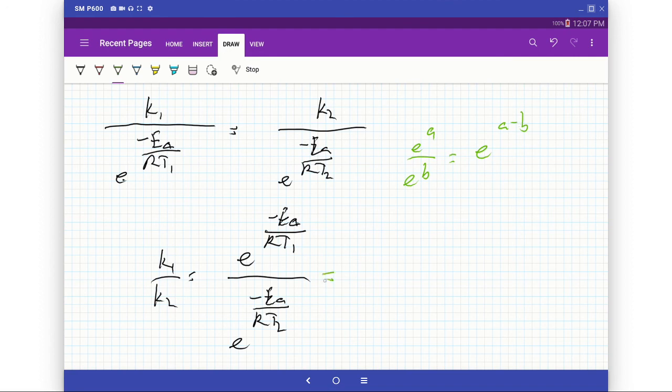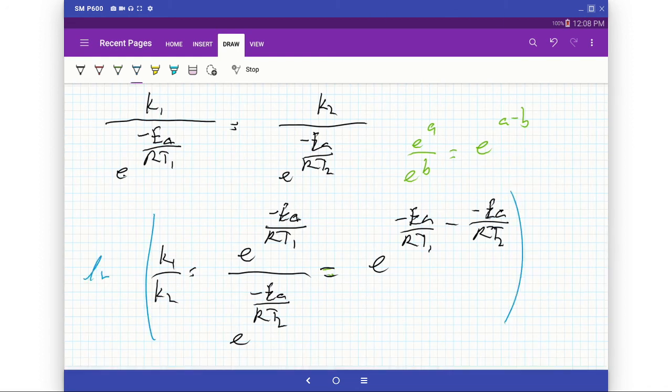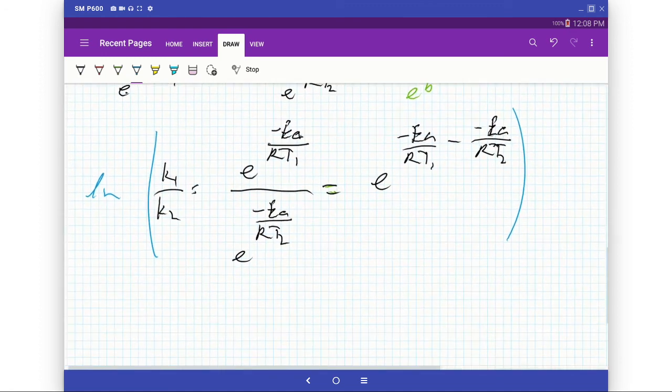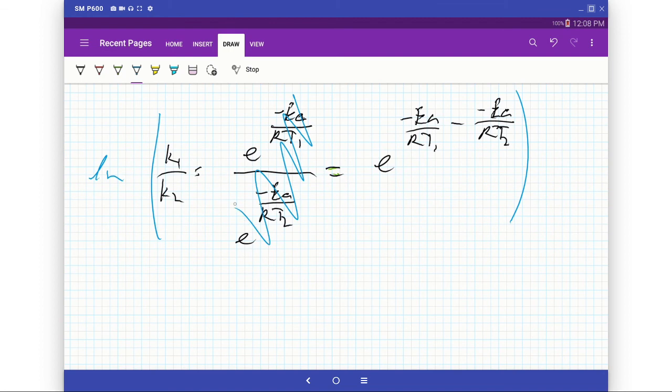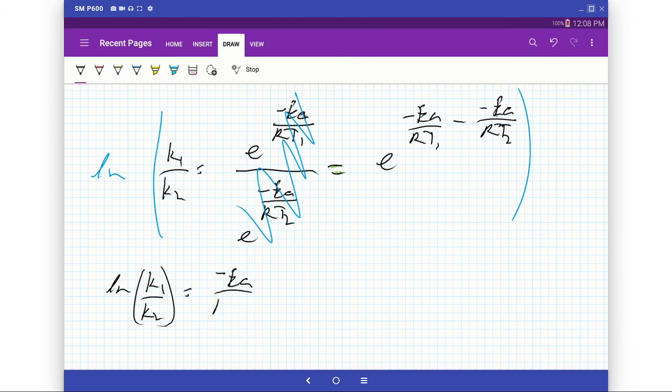So that means this becomes e to the minus EA over RT1 minus negative EA over RT2. Now we can start simplifying it by taking the natural log of everything. This bit in the middle we don't need, we just need the front and the back. And you get natural log of K1 over K2 is equal to minus EA over RT1 plus EA over RT2.